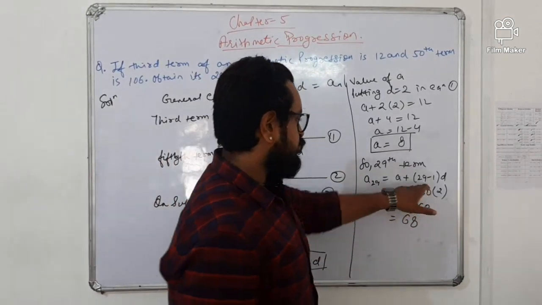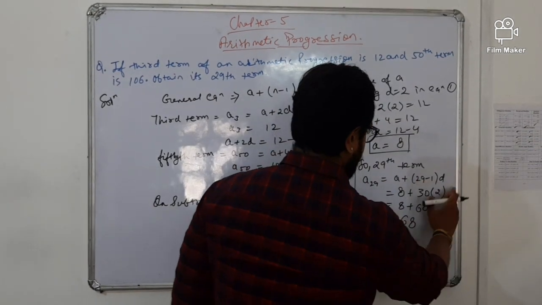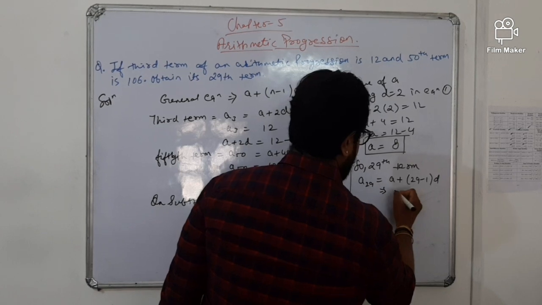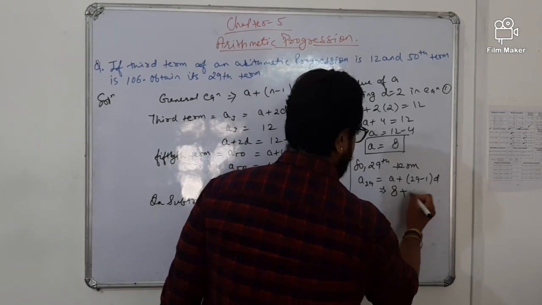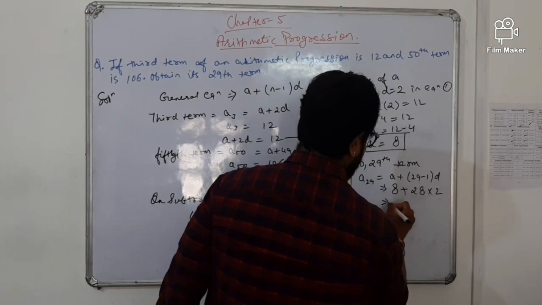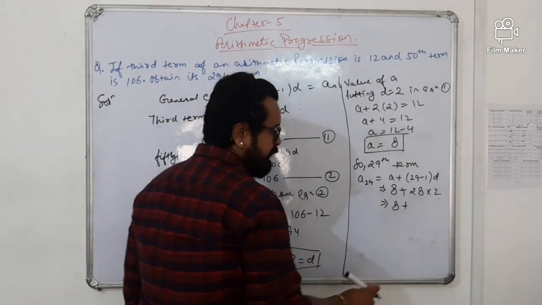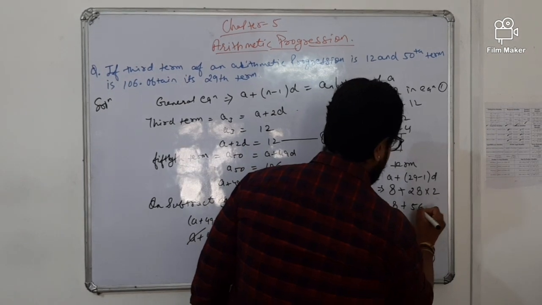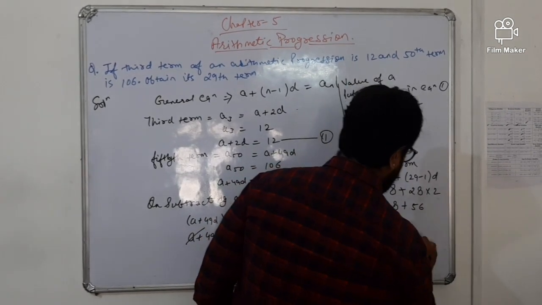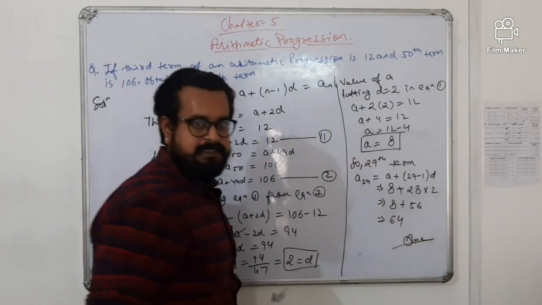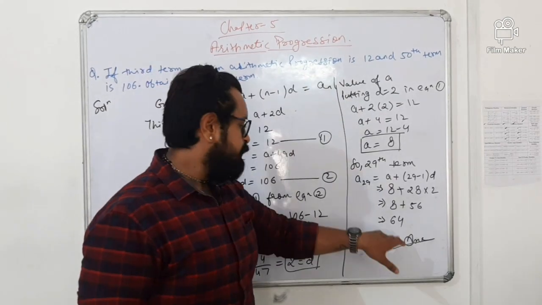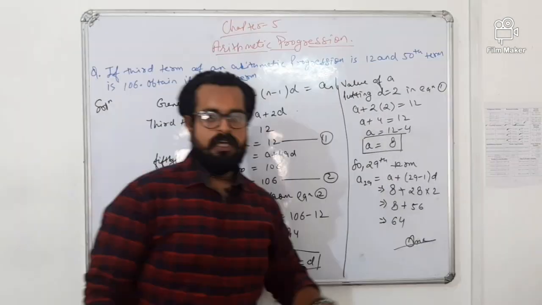Sorry, here 29 minus 1, wait, one mistake I have made. This is 8 plus 29 minus 1 is 28, into 2. So 8 plus 28 into 2 is 56, and 56 plus 8 is 64. So this is your answer. The value of the 29th term of the AP will be 64.